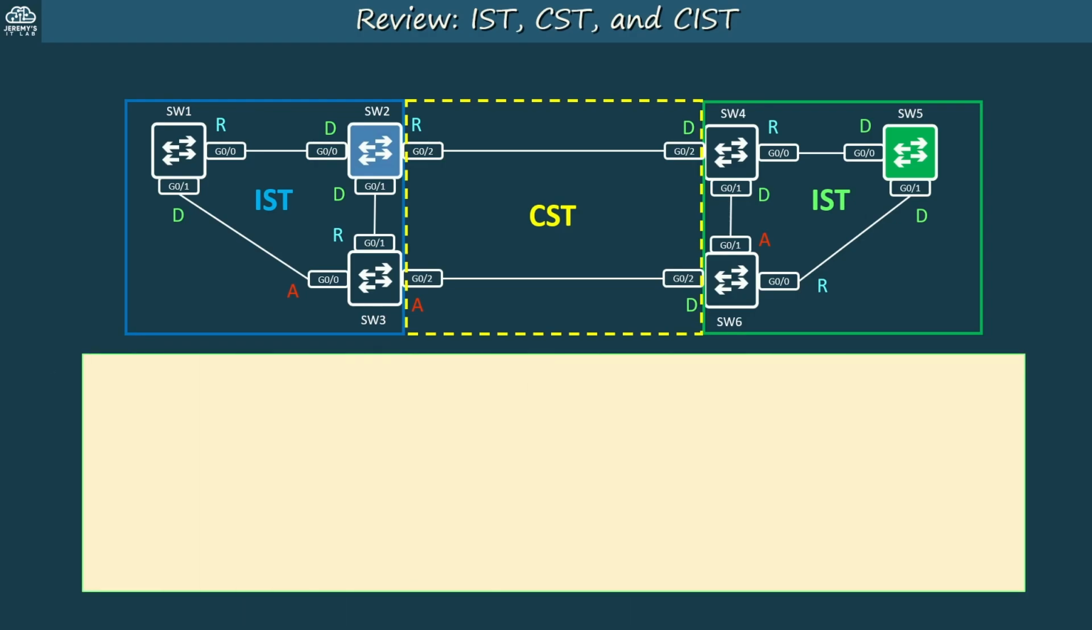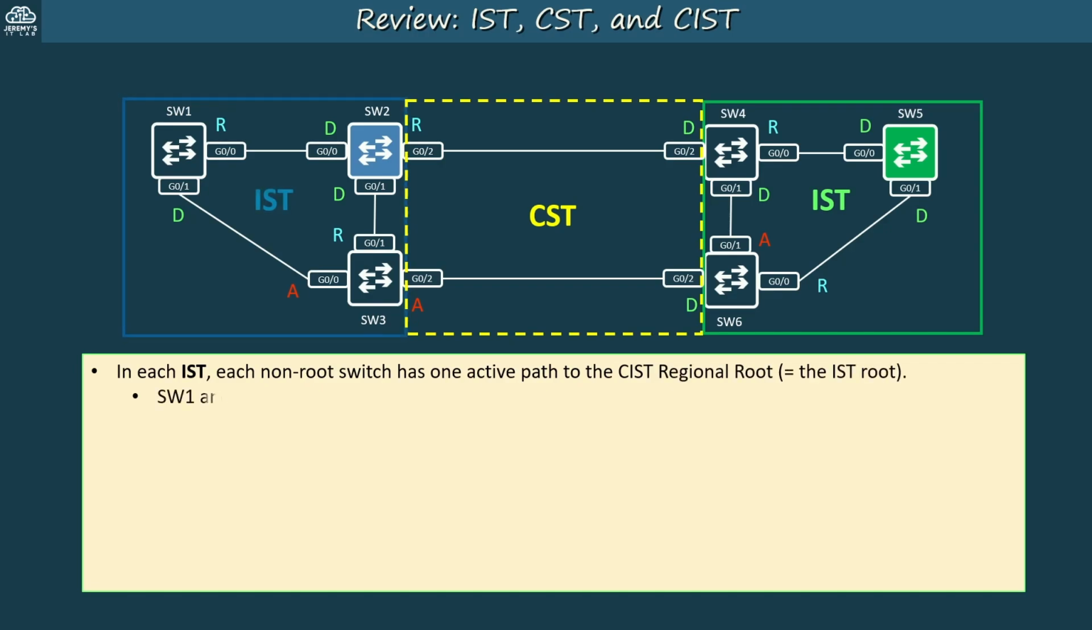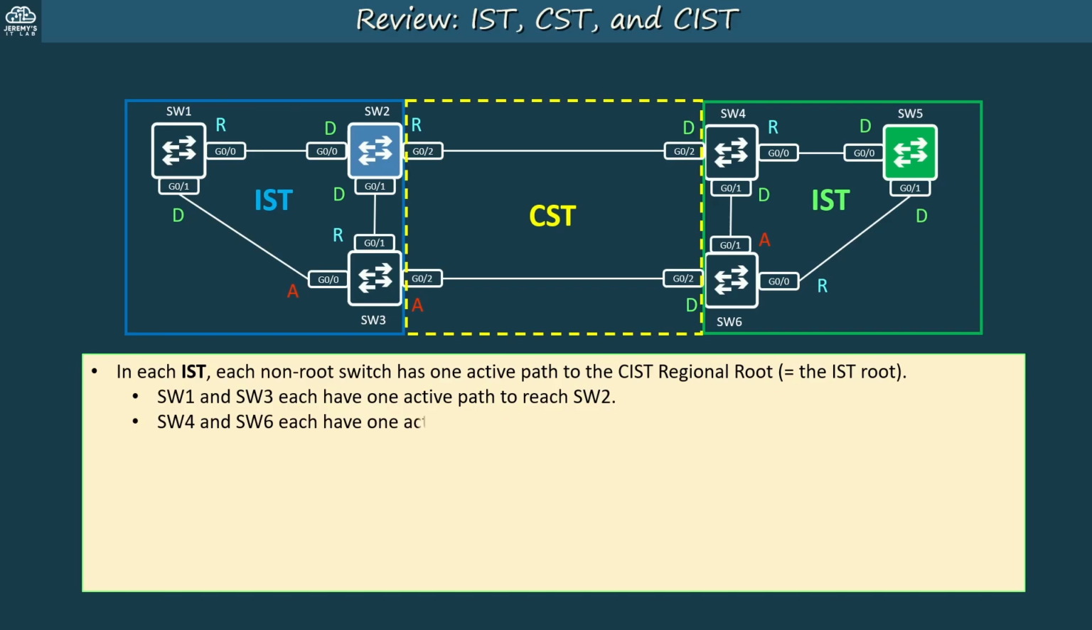Remember what a spanning tree is: a subset of the network's topology that leaves exactly one active path between any two switches in the tree. In each IST, each non-route switch has one active path to the CIST regional route. In Region 123, switch 1 and switch 3 each have one active path to reach switch 2 via their route ports. And the same goes for switch 4 and switch 6 in Region 456. They each have one active path to reach switch 5.